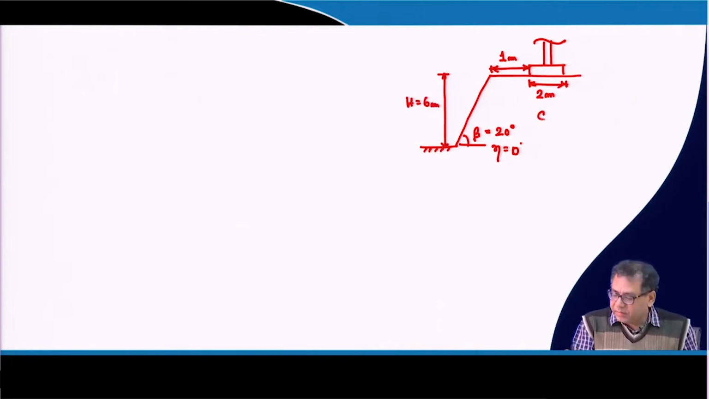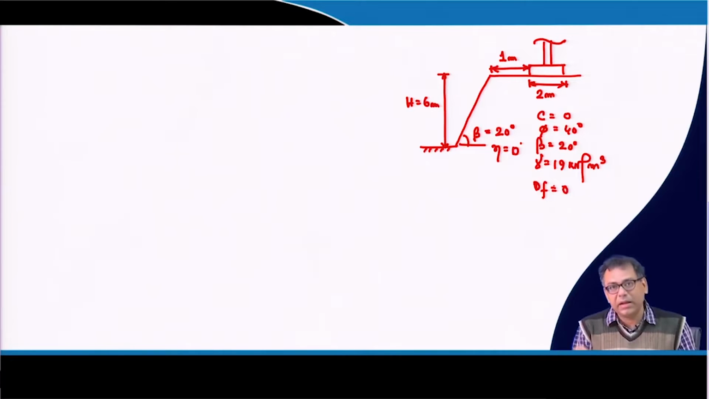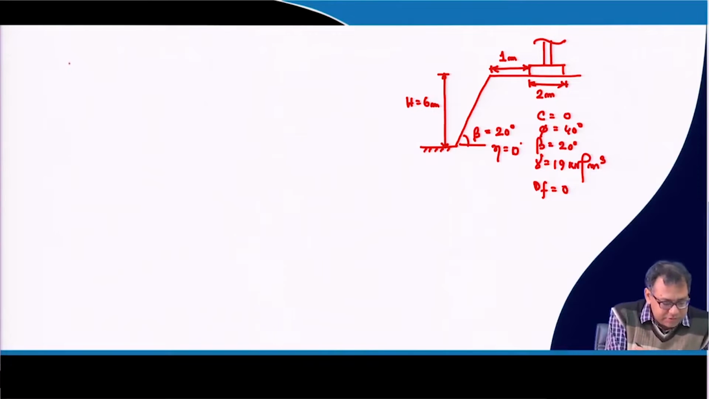So, what are the properties given? C is equal to 0, phi value is given 40 degree, and beta angle is 20 degree, unit weight is 19 kilonewton per meter cube, and Df is equal to 0. But remember that Df can be a certain value also, and I have discussed how you can use those charts by using Df. Okay. So, now first I will use the Meyerhof equation, and then I will go for the Hansen and Vesic.